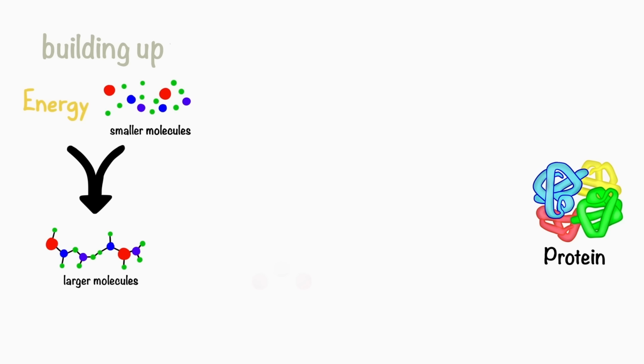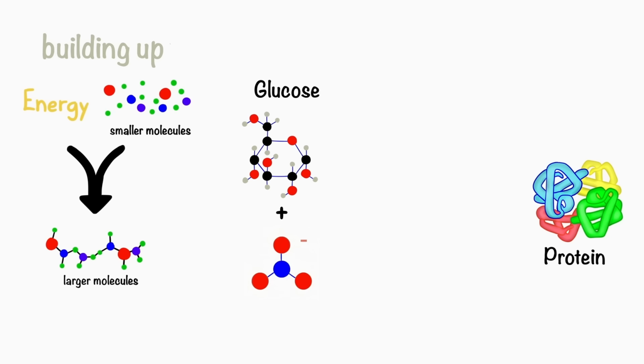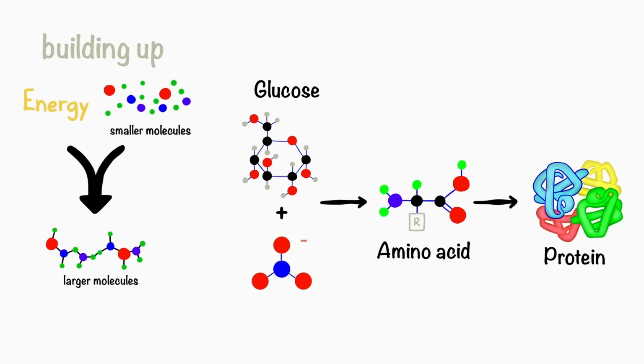Proteins are formed when glucose is combined with nitrate ions to make amino acids. These amino acids are then linked together to form proteins. Proteins serve countless functions in your body, from structural components to enzymes that control reactions.